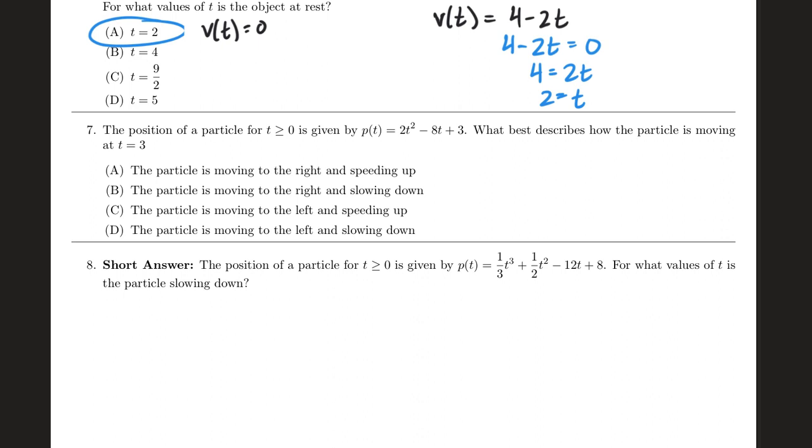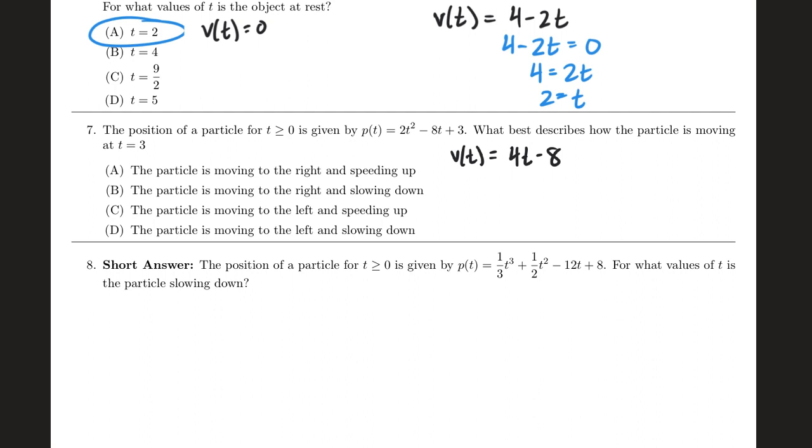A position of a particle is given by that. Which best describes how the particle is moving at t equals 3? All right, so the answers have moving to the left and right, and speeding up and slowing down. Moving to the left and right has to do with velocity. So the first thing I'll do is figure out the velocity function, which is, again, taking the derivative, 4t minus 8. And I want to figure out what is the velocity at time equals 3.